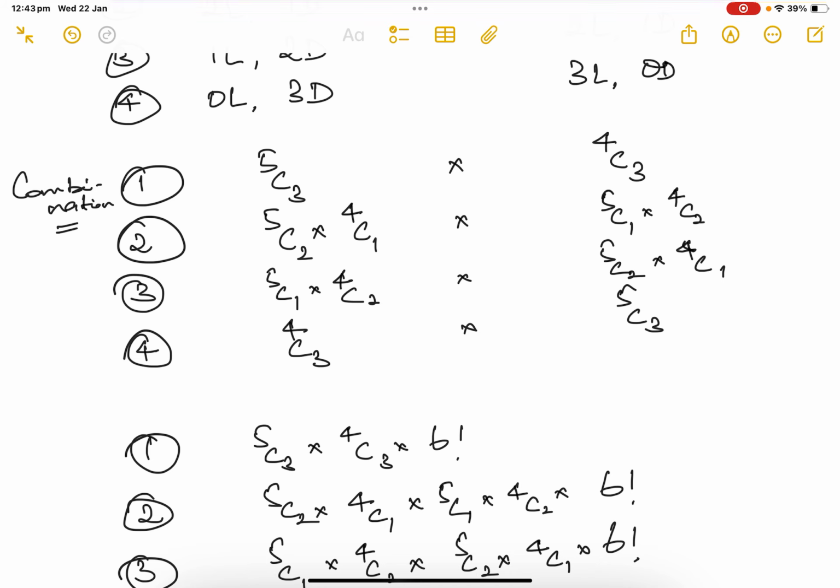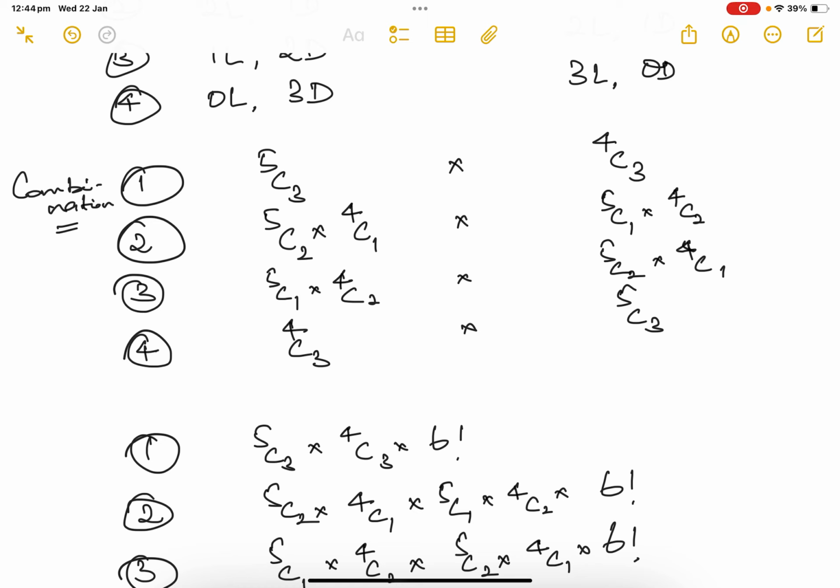In the second combination, we are taking 2 letters out of 5 and 1 digit out of 4, so 5C2 times 4C1. Then we are taking only 1 letter from P2, so 5C1 times 4C2 is 2 digits. And the third one, we are taking 1 letter from P1 but 2 digits from P1, so 5C1 for 1 letter, 4C2 for 2 digits, and from P2, 2 letters, 5C2 times 4C1 because of 1 digit from 4 digits.